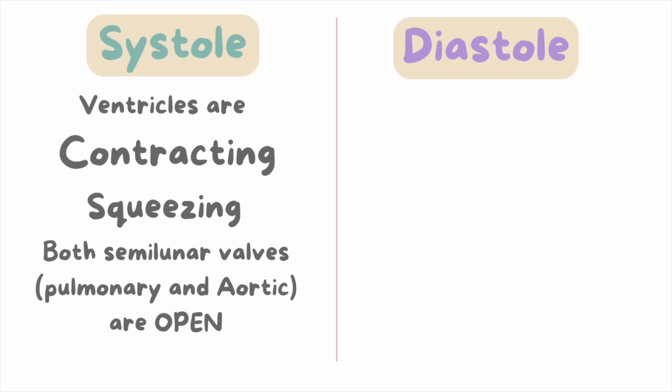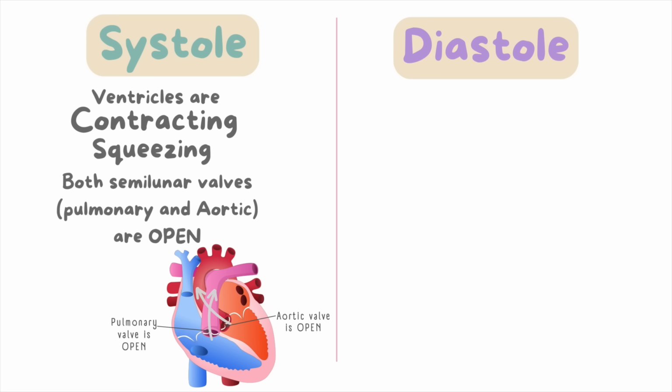So what are semilunar valves, you guys? The semilunar valves are referring to the pulmonary valve and the aortic valve. Both are open, allowing blood to flow through them towards the pulmonary artery and the aorta. The aortic valve allows blood to flow to the aorta, and the pulmonary valve allows blood to flow to the pulmonary artery. So as a general rule, when two valves are open, the other two will be closed.